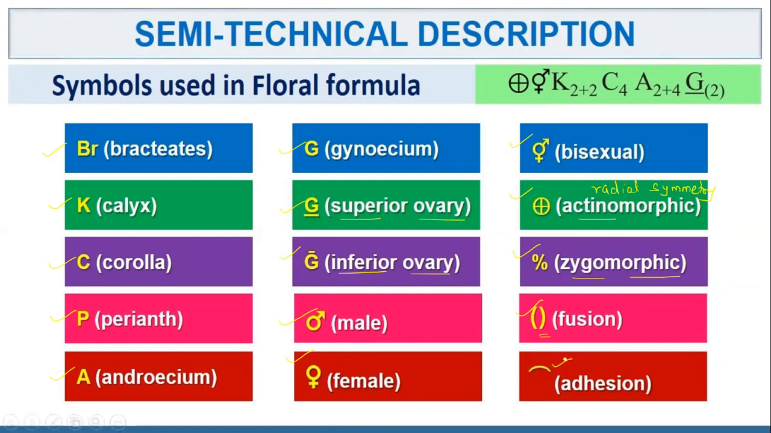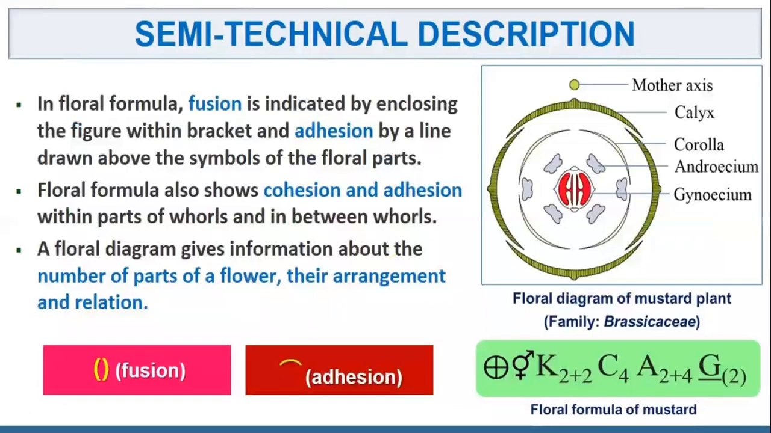So let's understand the different parts. Whenever we talk about floral formula, fusion is indicated with a bracket. So whenever we talk about fusion, just remember we always show a bracket. It can be a square bracket or even a circular bracket. And adhesion is basically a line. So you can draw this line, and this indicates adhesion. Floral formula shows cohesion and adhesion within the parts of whorls and in between the whorls.